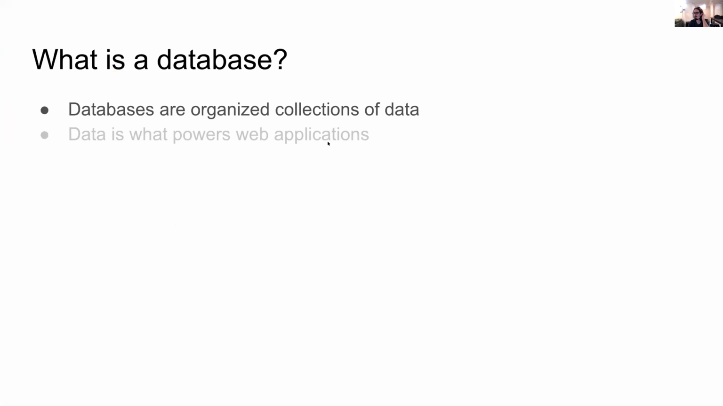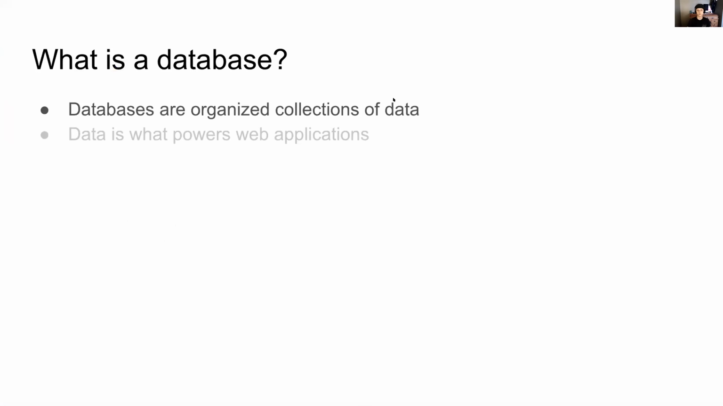So if I am making a post on Facebook, I am creating some data. If I'm just viewing a post on Facebook, then I'm reading some data. If I go change my Twitter profile information, I'm updating data. If I go delete a tweet, then I'm destroying data.